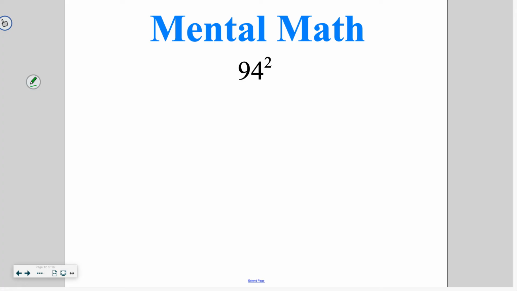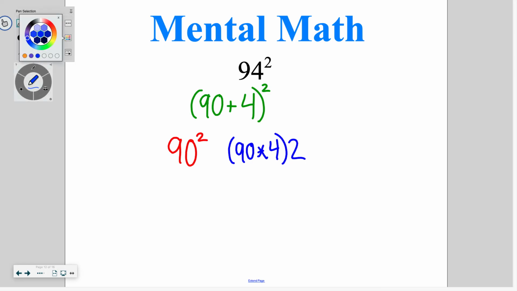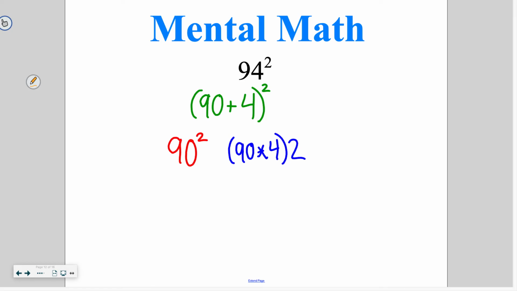So 94, I can say, is 90 plus 4 squared. So I'm able to break it down into two pieces. Then I can use my sum of squares shortcut. So I can say 90 squared for the first part, and then we can say 90 times 4, and that's being multiplied by 2 for the second part, and then that last part being 4 squared.